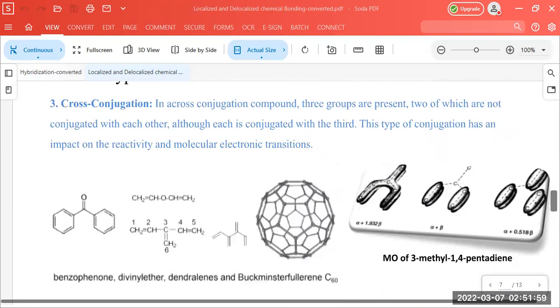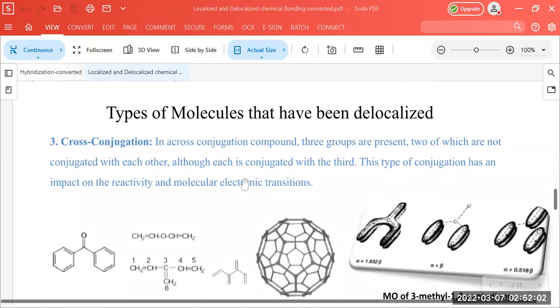The third type of delocalized chemical bond is that in which there is cross conjugation. For example, benzophenone. This is the structure of benzophenone. You can say that in benzophenone, this double bond is in conjugation with this one from one side, and it is also in conjugation with this side from another side. So three groups are present, two of which are not conjugated with each other. The two phenyls are not conjugated with each other, but they are conjugated individually with the keto group. So this is also a type of delocalized chemical bond.